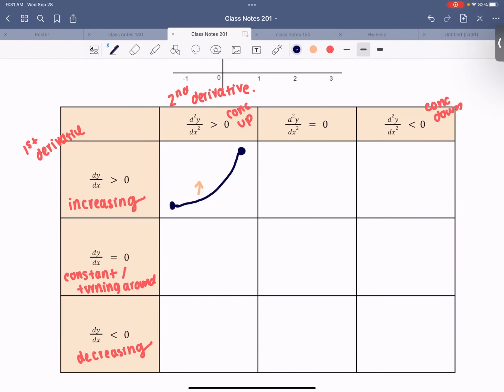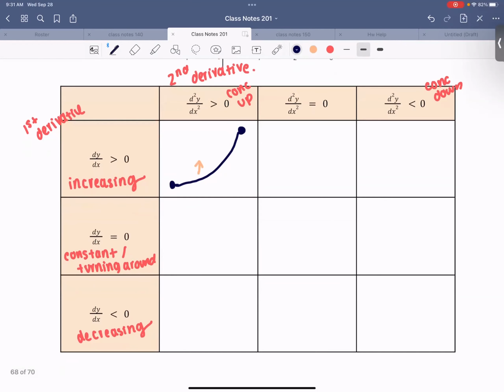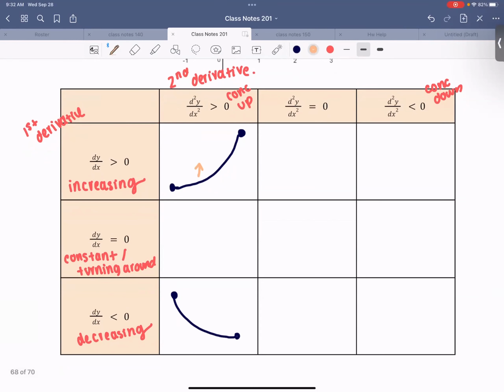Let's skip the middle one and talk about when we're decreasing. I want my graph, going from left to right, to look like it's going downwards. So as I read from left to right, my first point's going to be high and my second point's going to be low, right? If I'm still concave up, my graph is going to look like this, because I want my graph to still be facing up, even though I'm decreasing. So this is how a graph can look concave up while still decreasing.